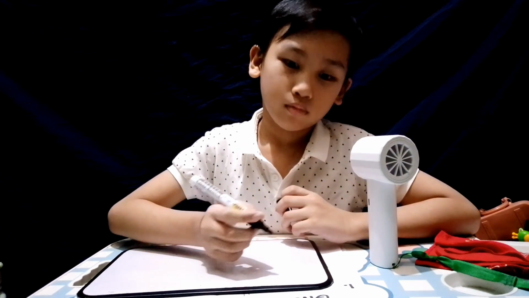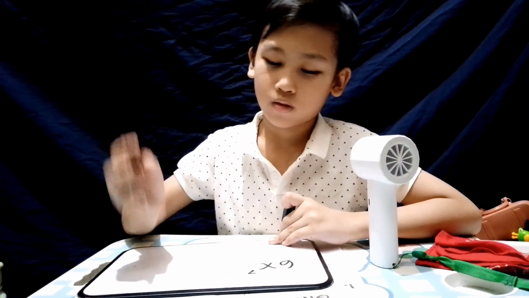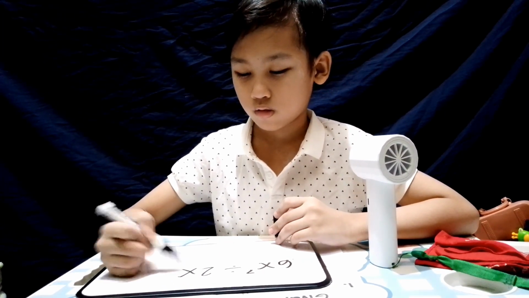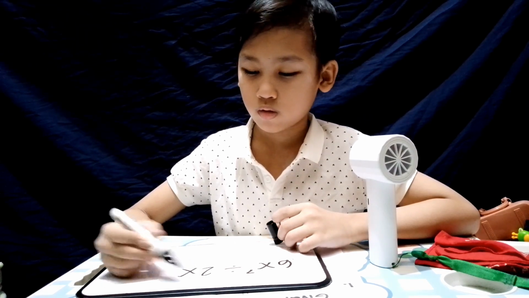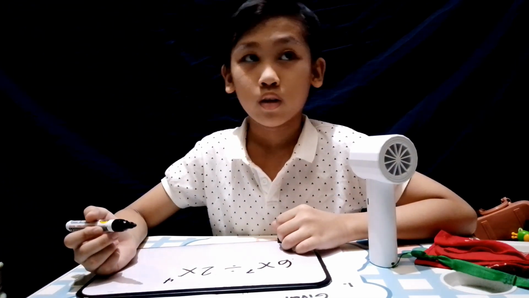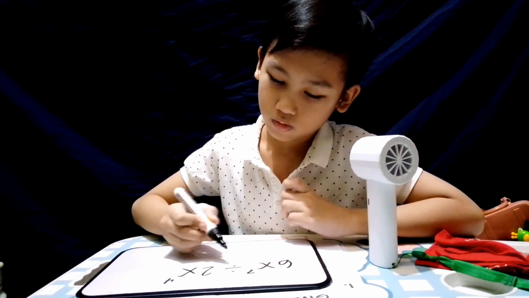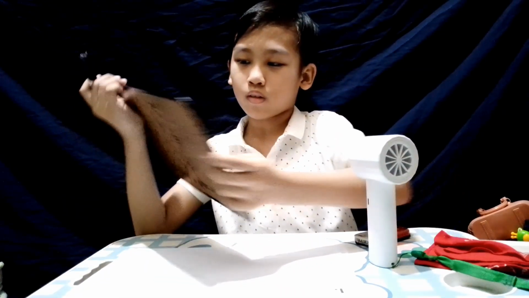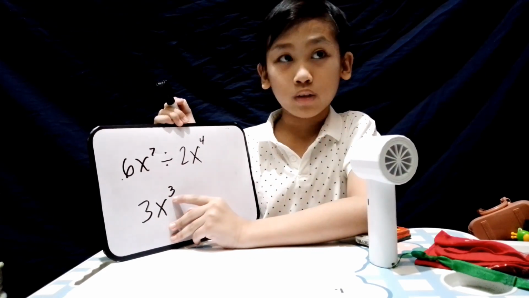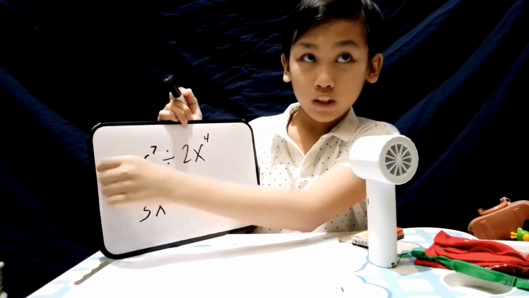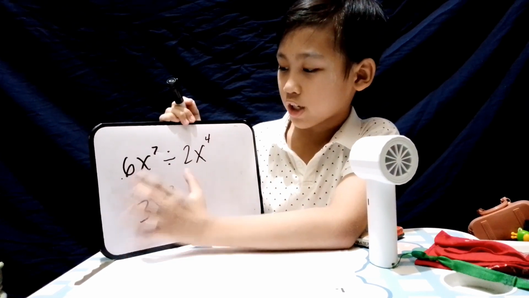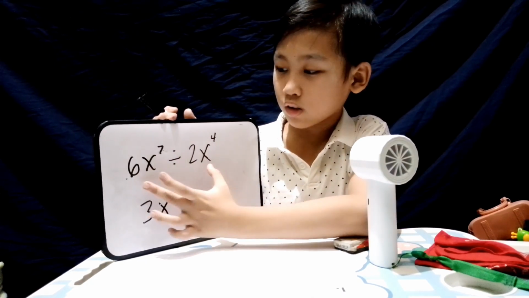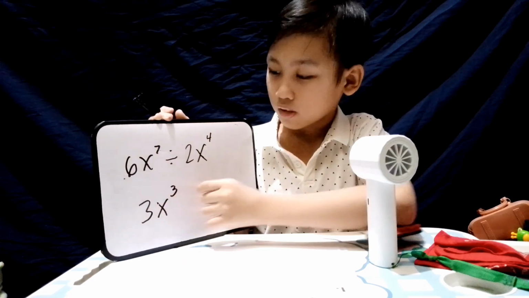Next, 6x to the 7th power divided by 2x to the 4th power. So this is under division rule or quotient rule. Answer? 3x cube. Okay. Because if there's a quotient and another coefficient on the same term or two terms, you have to divide.